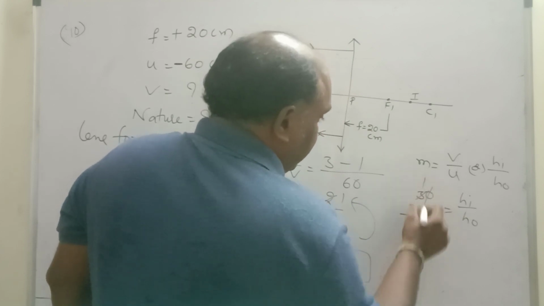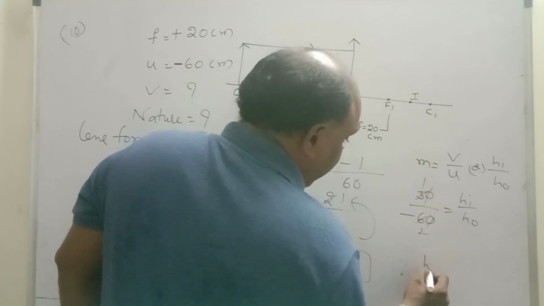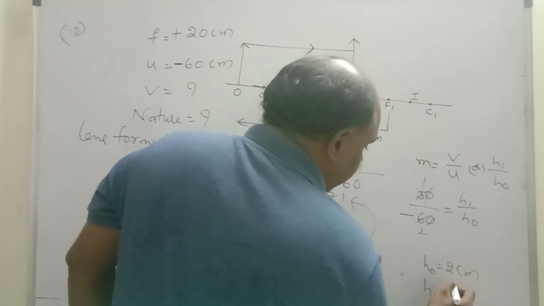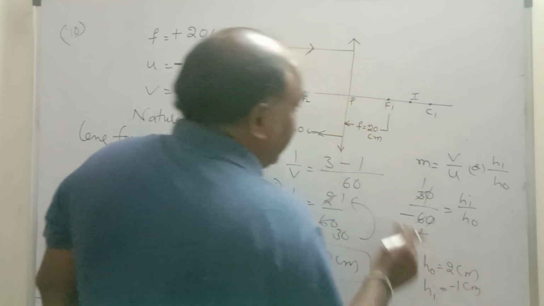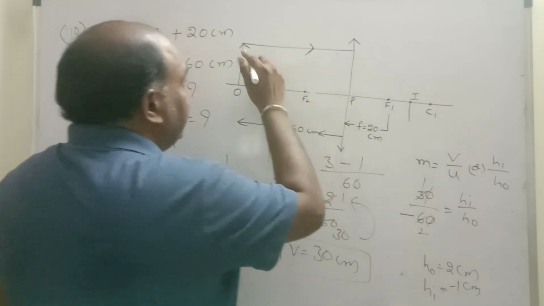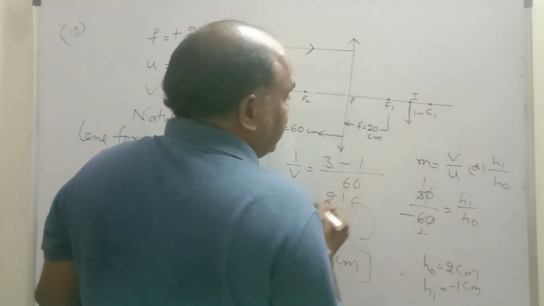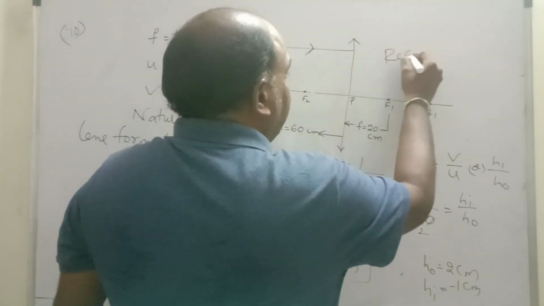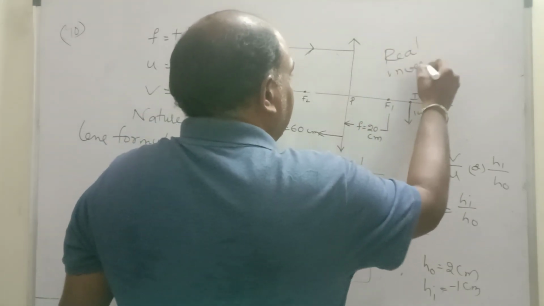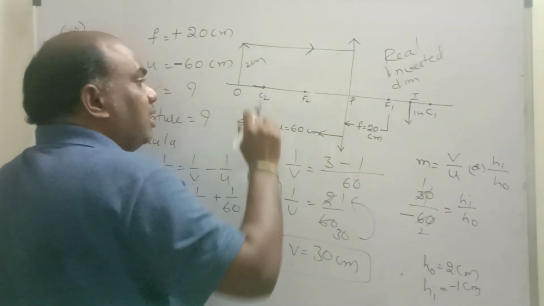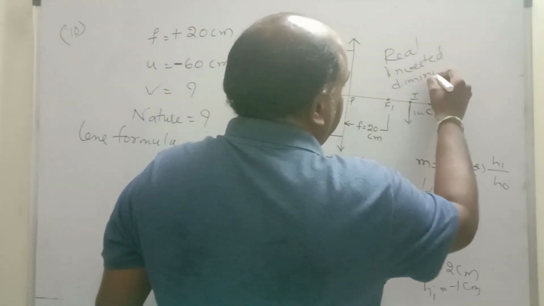Magnification is minus 1 by 2. That means if the height of the object is 2 centimeter, the height of the image is minus 1 centimeter. Minus means below the principal axis. If it is 2 centimeter, this will be 1 centimeter. That means a real, inverted and diminished image, smaller in size than the object.